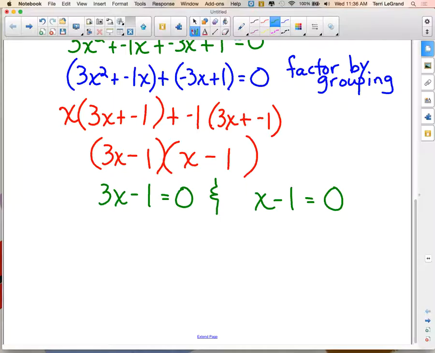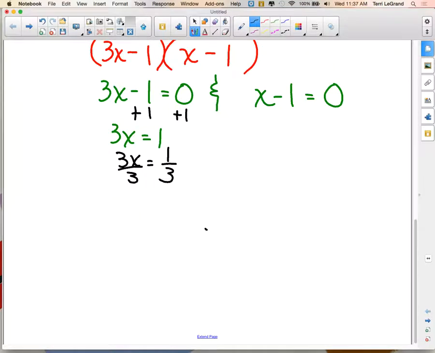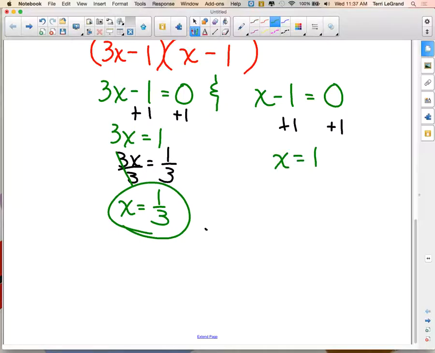So go ahead and get the solutions. Finish solving those little equations you have there. So we get x equals 1/3, do you agree with that?